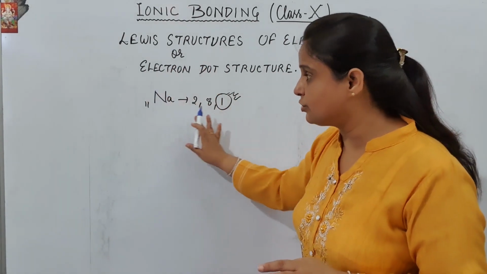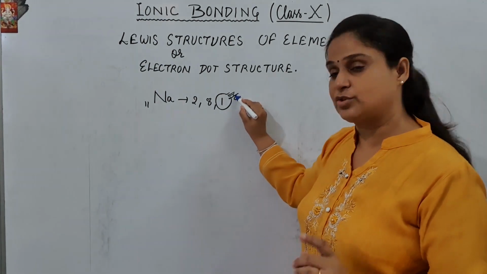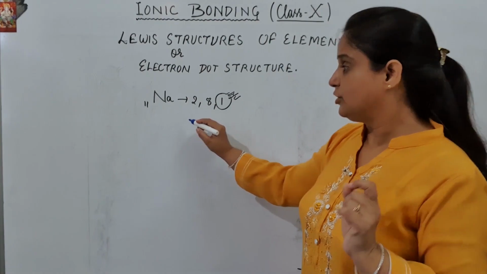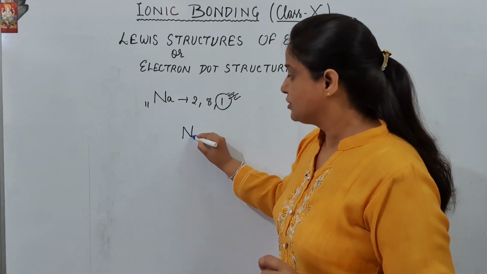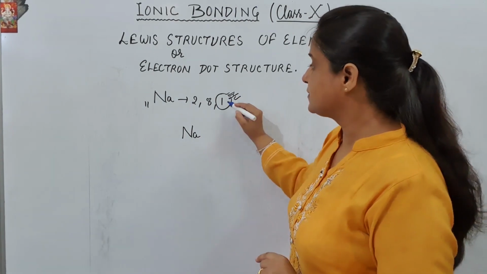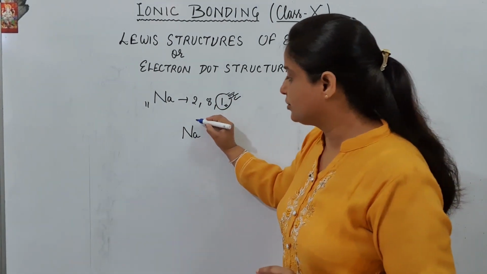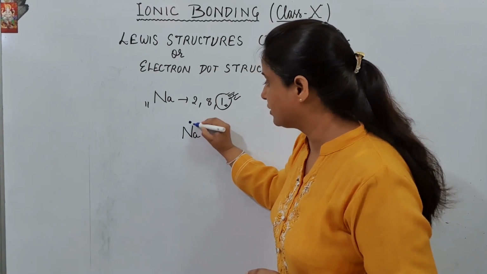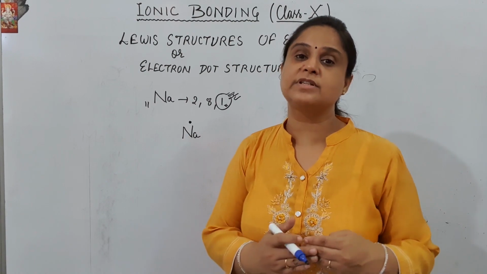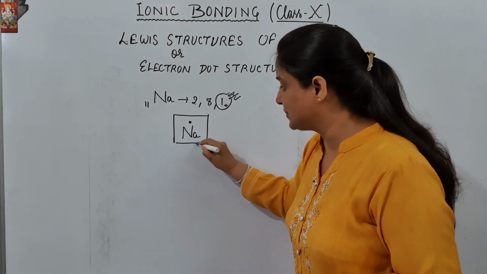So how are you going to draw the Lewis structure of sodium? Because there is 1 electron in the outermost shell of sodium, the Lewis structure of sodium will be drawn as the symbol of the element, sodium, written, and as 1 electron is in the outermost shell, I will draw only 1 dot along with sodium. We will not talk about the innermost shell electrons. So this is the Lewis symbol or Lewis structure of sodium.